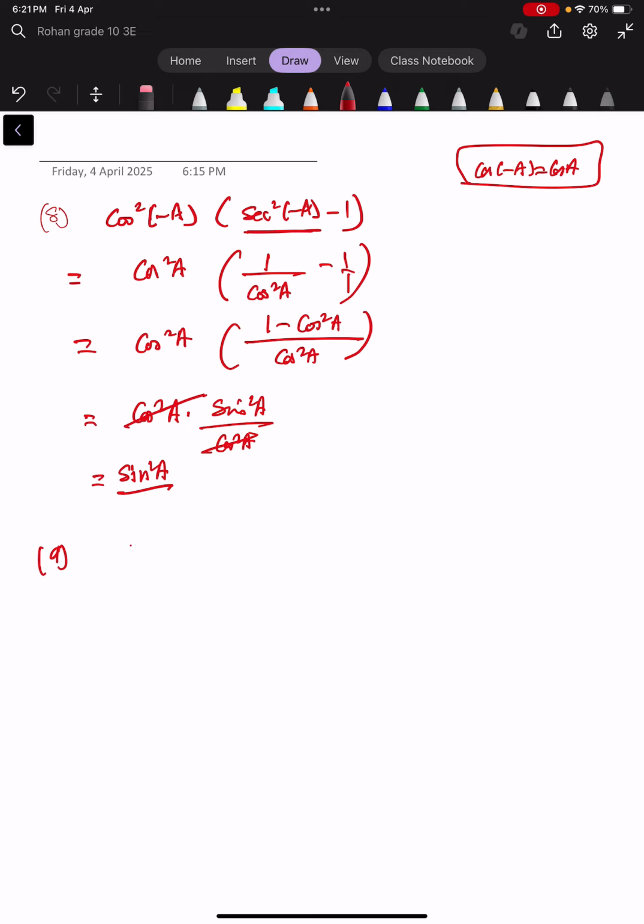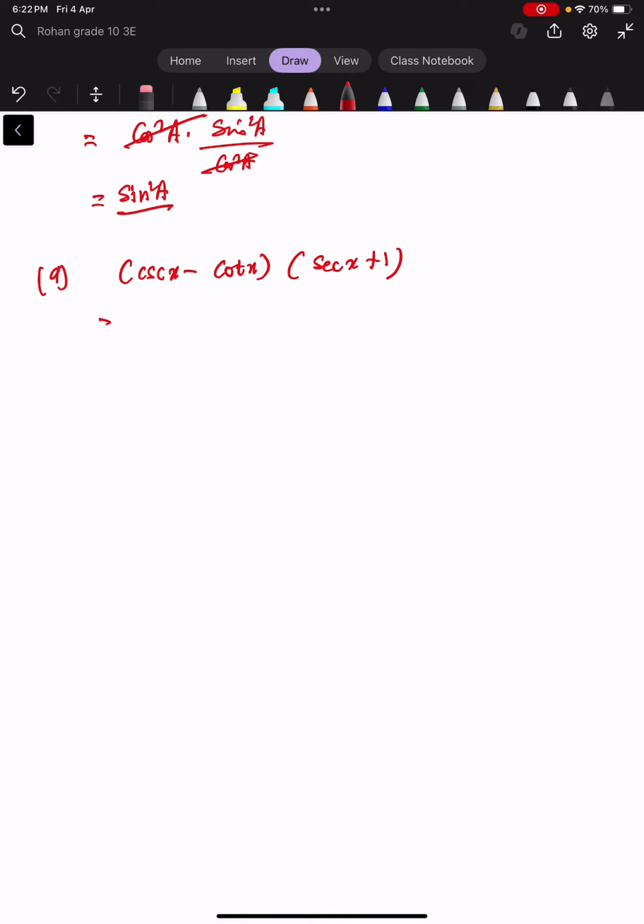Cosec x minus cot x, and sec x plus 1. So what is your cosec x? 1 over sine x, minus 1 over tan. No, don't use that. Convert everything to sine and cos. Your basic is sine and cos. So cot is cos upon sine. If others were tan, then you could have combined with that tan, but here there's nothing.